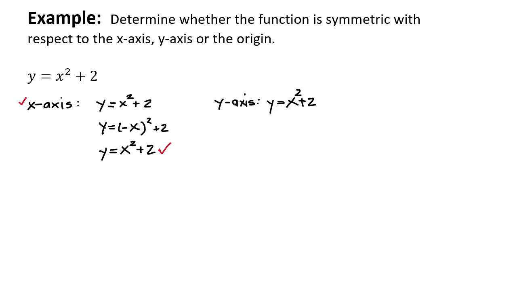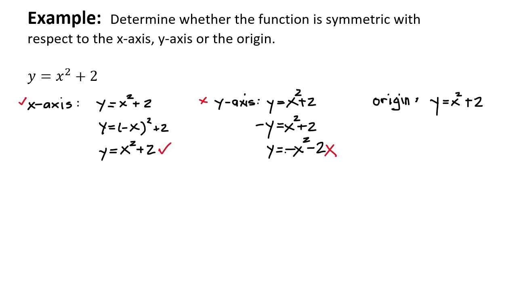So if we want to check the y-axis, we replace y with a negative y, and we can't get the same equation there at all. So this is not symmetric with respect to the y-axis. If we want to check if it's symmetric with respect to the origin, we need to replace both y and x with their negatives and see if we can get the same equation, and I'm afraid not. So this is not symmetric with respect to the origin.